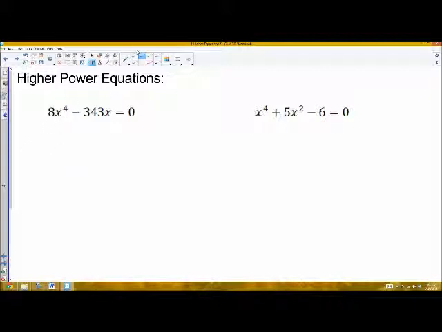So looking here at the first one, first thing I would do, or anytime you're dealing with solving equations, I check to see if I can factor. There is a greatest common factor between these two. GCF is the first thing I would check for. So first I'm going to factor out an x. I'm left with 8x cubed minus 343 equals 0. The second term continues to factor. It's a difference of 2 cubes.